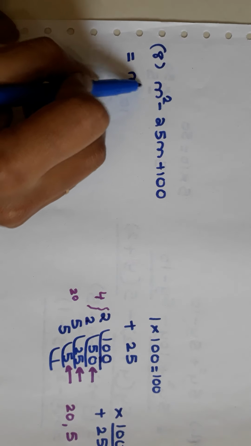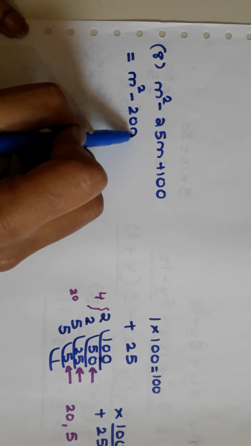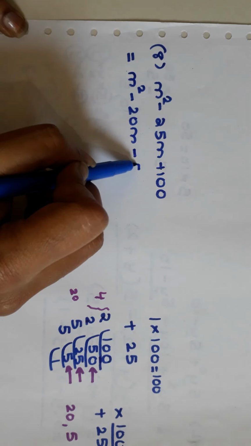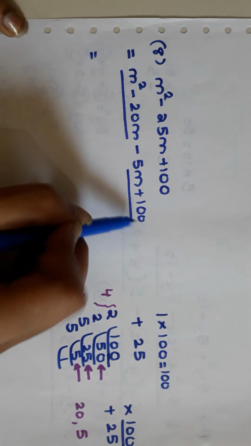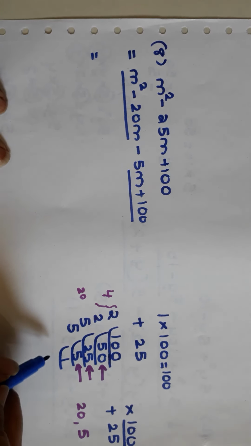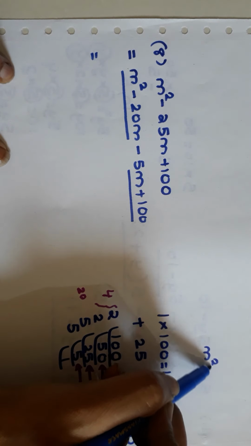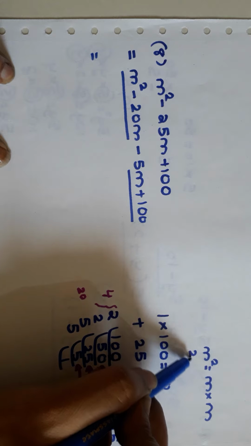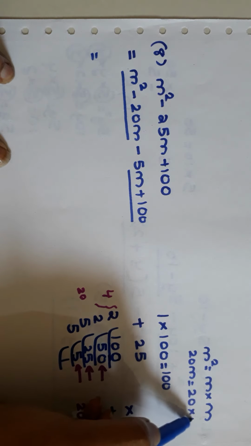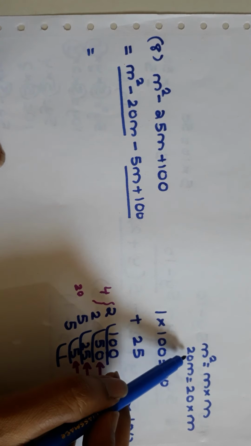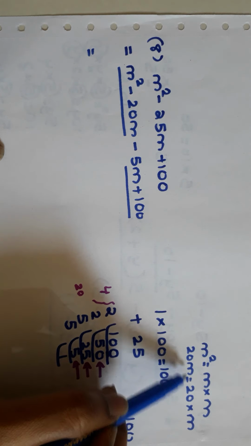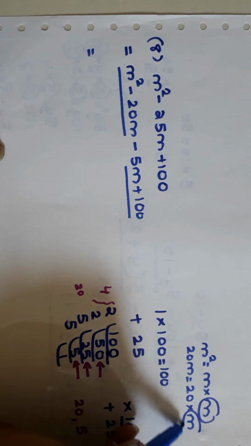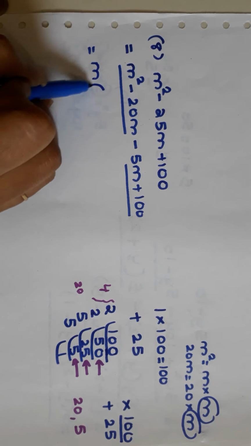The same method: m square, split up the middle term, minus 25m into minus 20m minus 5m plus 100. Pair up the terms. m square is m into m. 20m is 20 into m. Now I am writing 20 as it is because there is no number in the first term. So that's why I am writing 20 as it is in the second term. m is common. So take m outside, put a bracket.